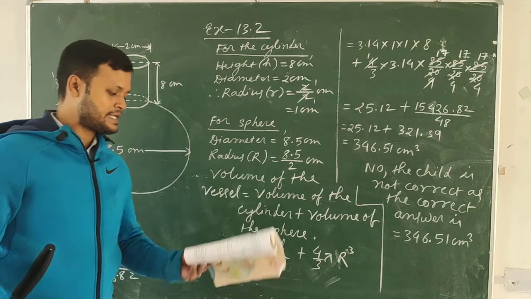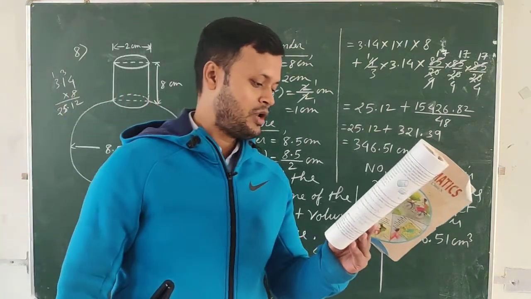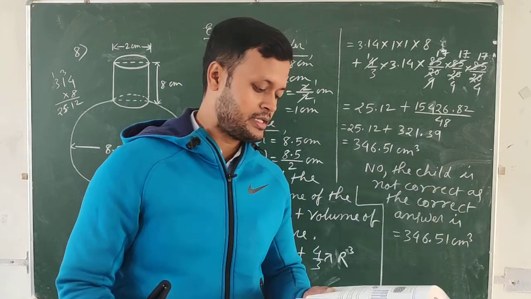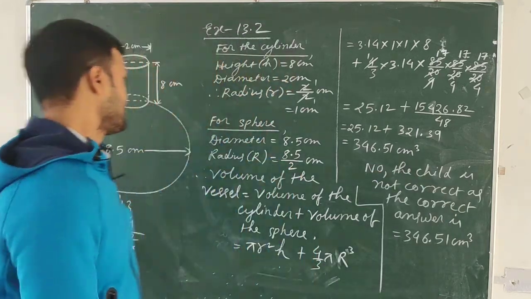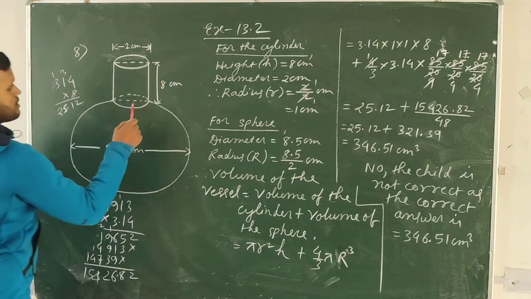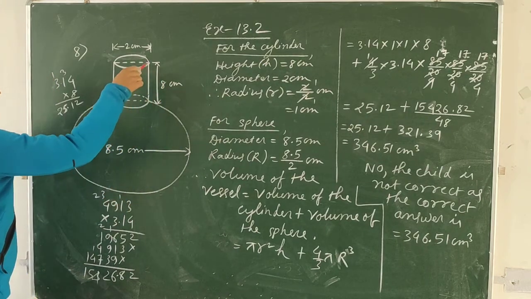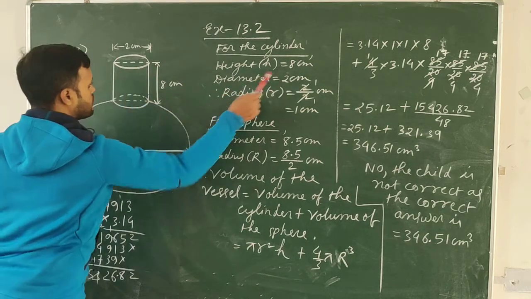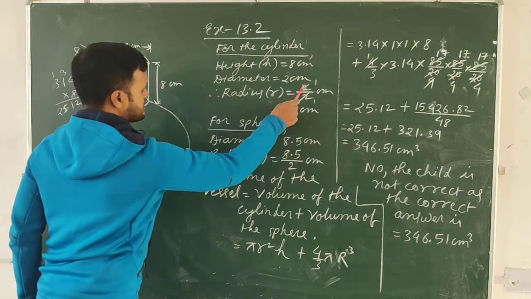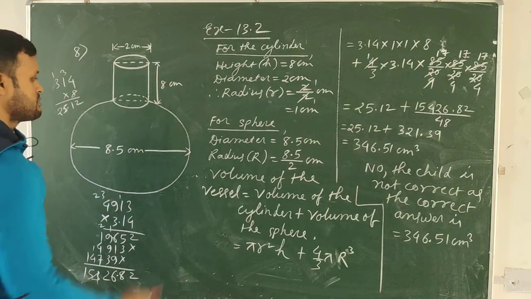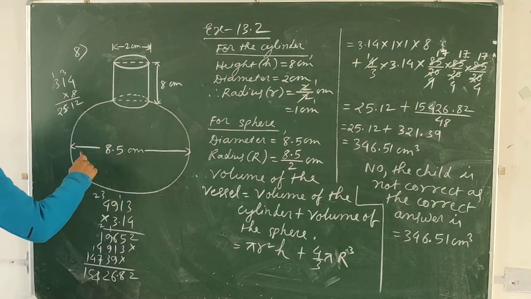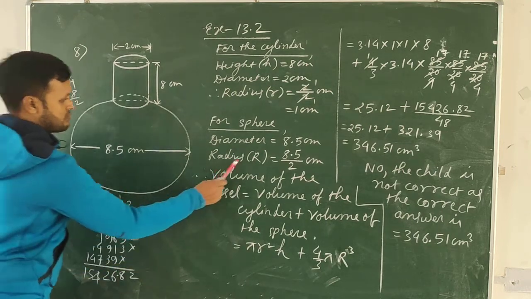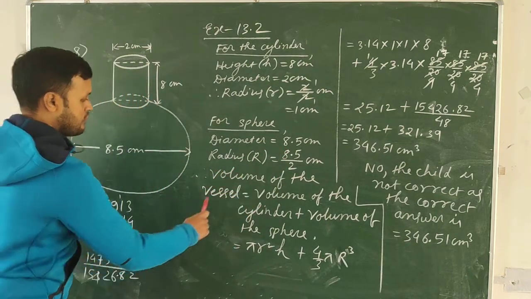So a child calculated the volume of water it can hold is 345 centimeter cube. You have to check whether she is correct or not. So let us check. What is the height of the cylinder? Height of the cylinder is 8, and what is the diameter? 2. Then what will be the radius? 2 by 2, that is 1. For the sphere, what is the diameter? Diameter is 8.5. So what will be the radius? 8.5 by 2.